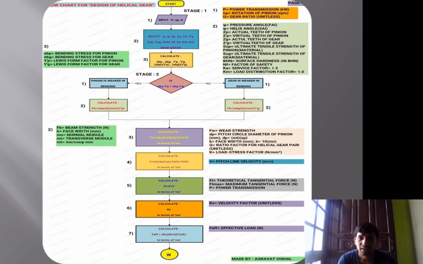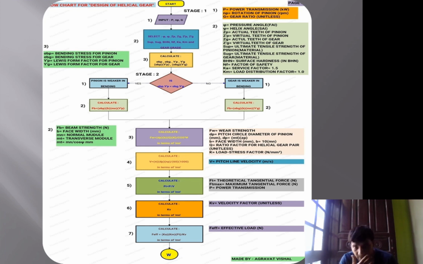Okay, there are certain changes, introduced by the helix angle in the helical gear and the pitch cone angle in the bevel gear. These changes are also discussed later in our session. So in this diagram, the first point is inputs: P is power, NP is speed of pinion, and G is gear ratio. These are mentioned, or may be given, in the question statement.